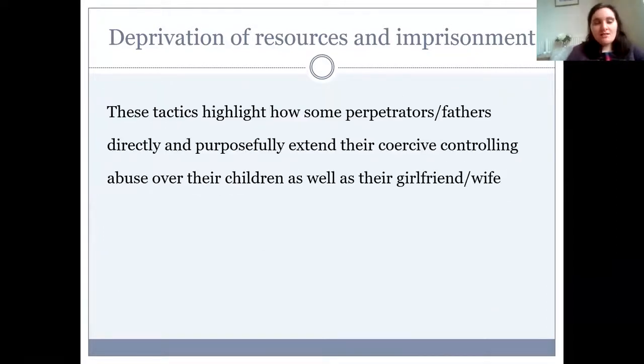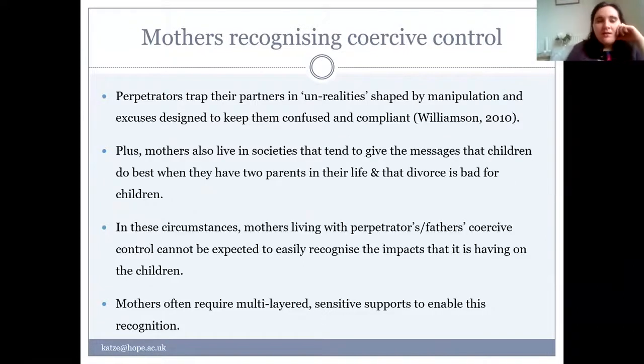And so these tactics highlight how some perpetrators and fathers directly and purposefully extended their coercively controlling abuse over their children, as well as over their girlfriend or wife. And if we think here about the mums, it's really important to remember that the perpetrators were keeping the mums in what Williamson calls unrealities, these sort of bubbles of unreality, just shaped by manipulation and excuses designed to keep them confused and compliant.